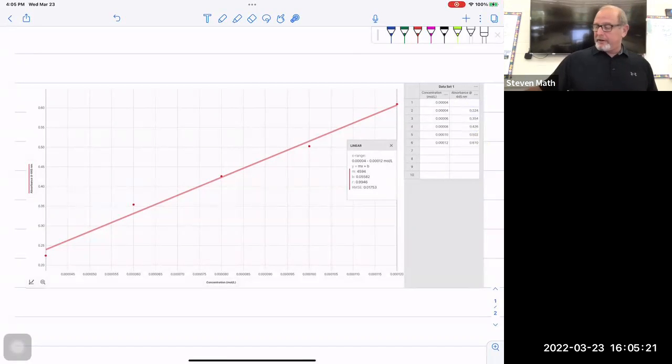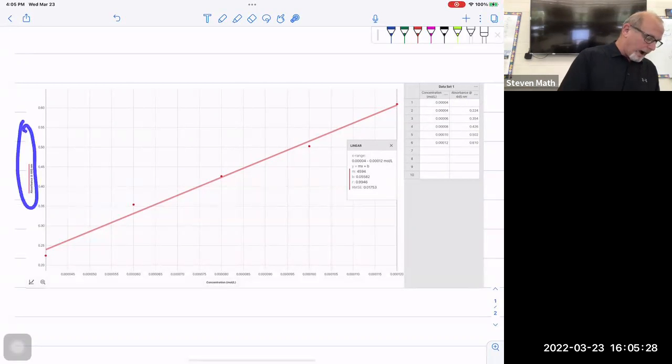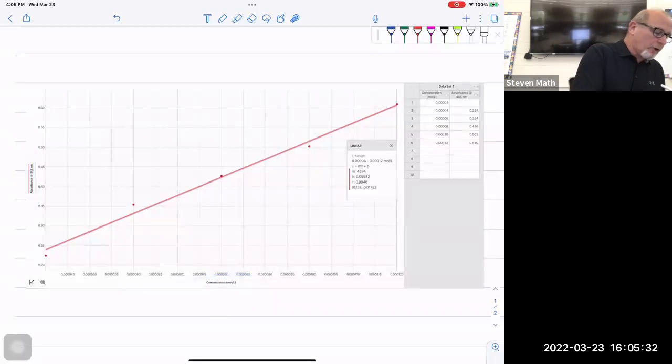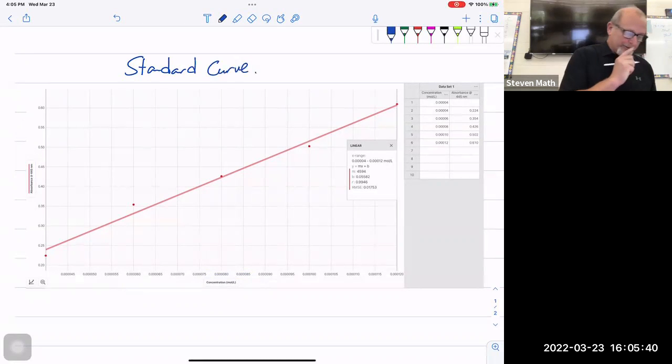The spectrometer actually ends up plotting absorbance on the Y and concentration on the X. This is what's called a standard curve. From that standard curve, we now know what the absorbance will be of a known solution.